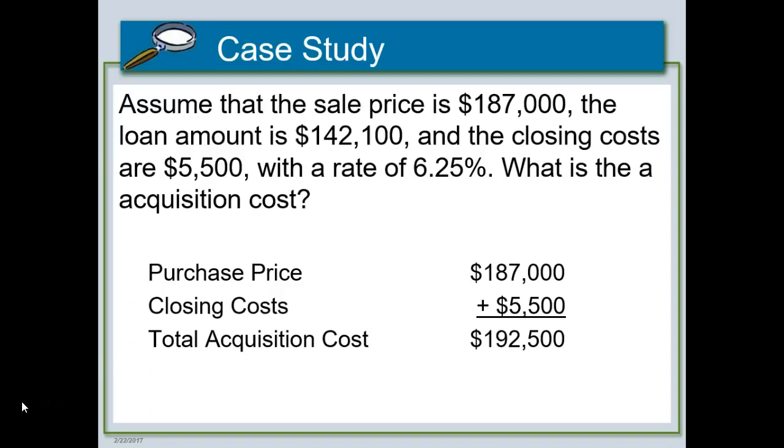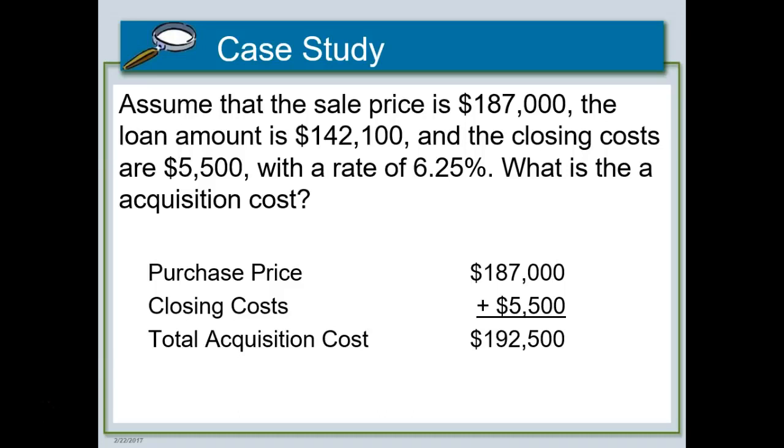Well, they're selling it for $187,000. The closing costs are $5,500. The acquisition cost is $192,500, regardless of how I come up with it. This is what they mean when they say acquisition cost. Any questions on this? Okay, kind of throws everyone off. But you have to know what they mean when they say acquisition cost.